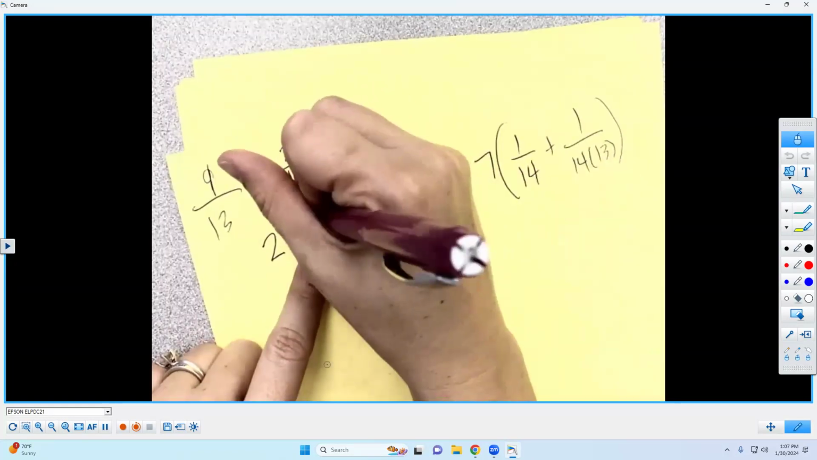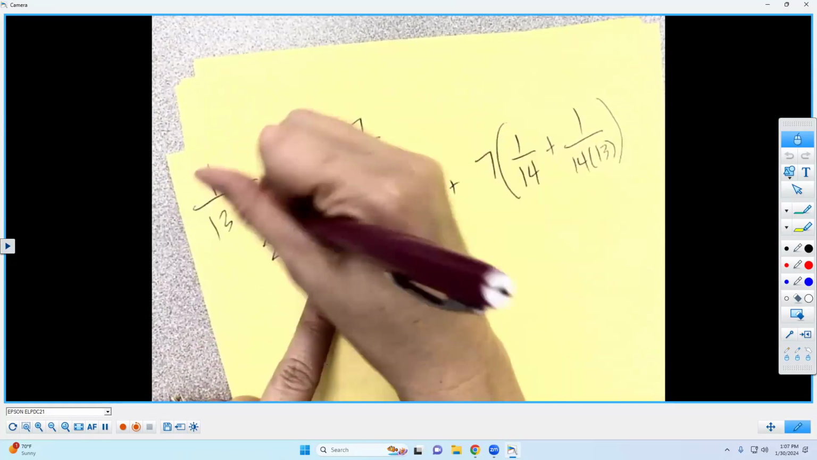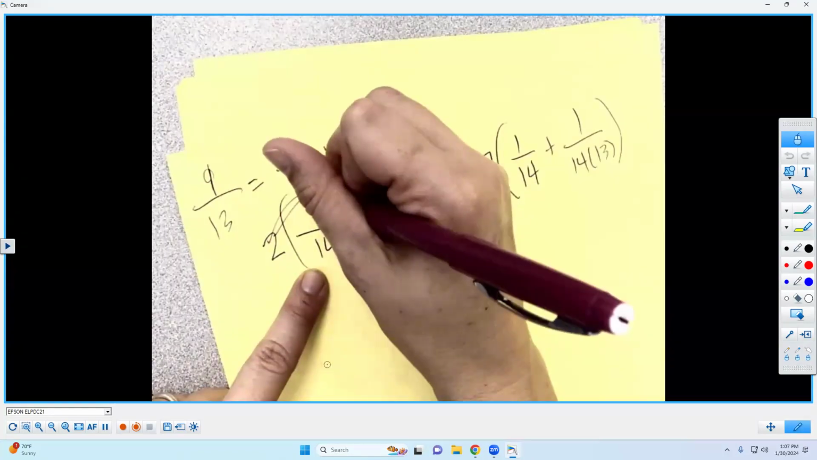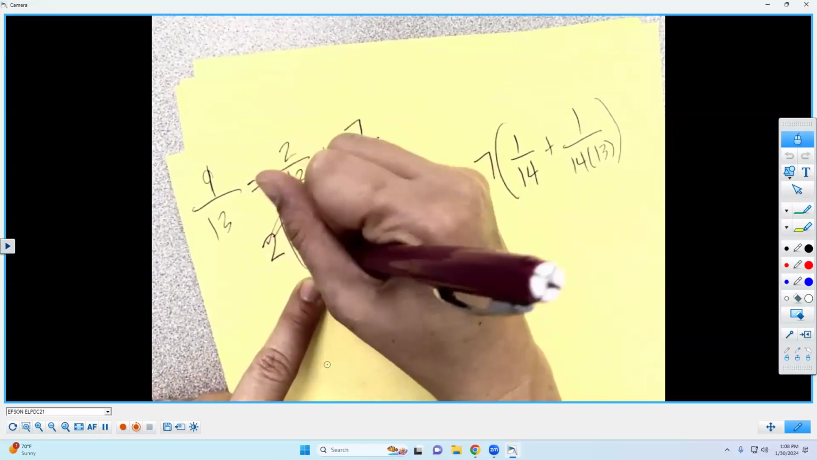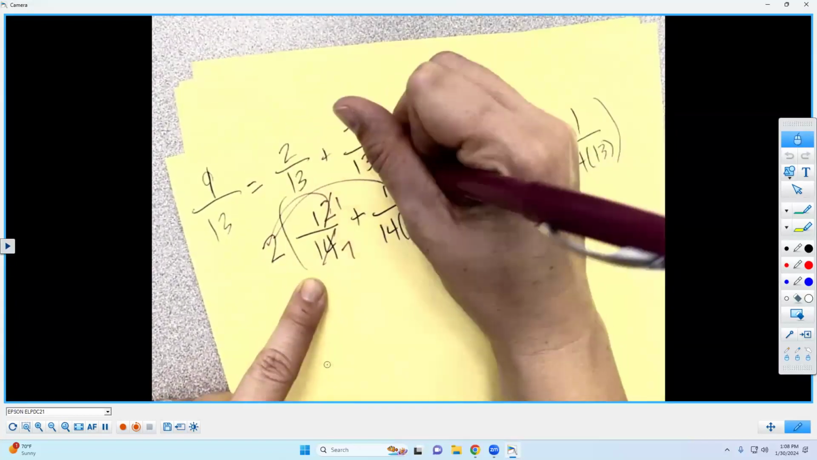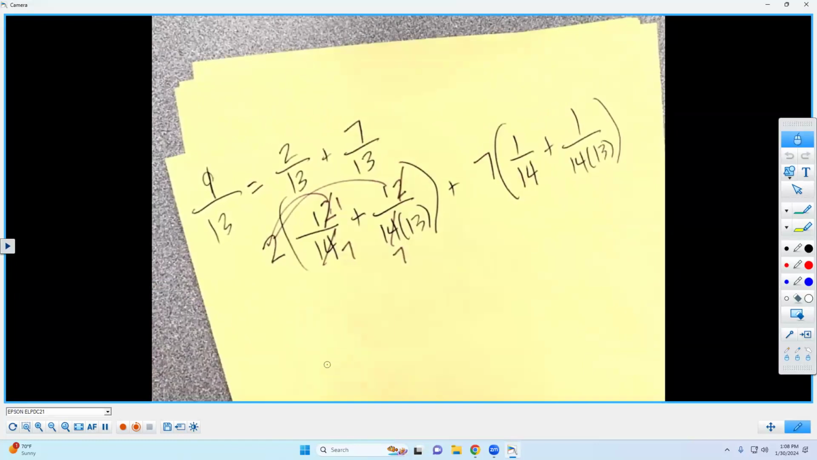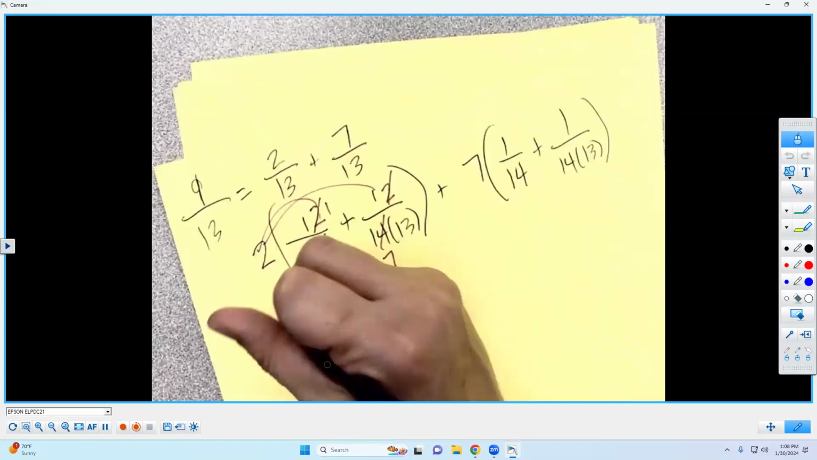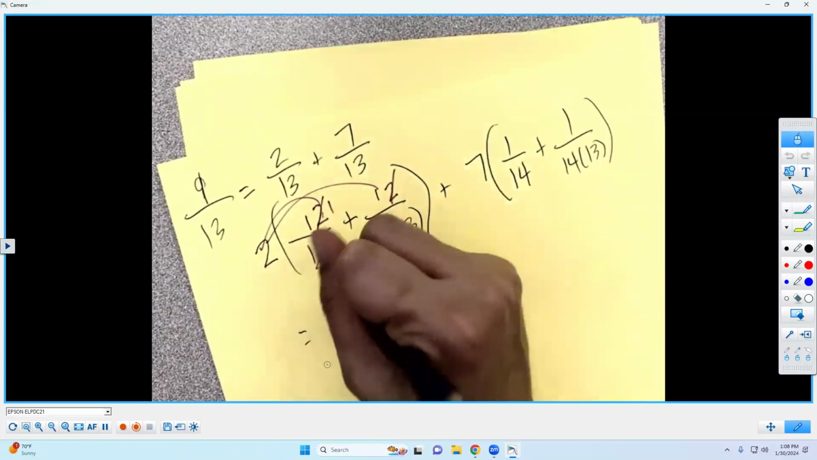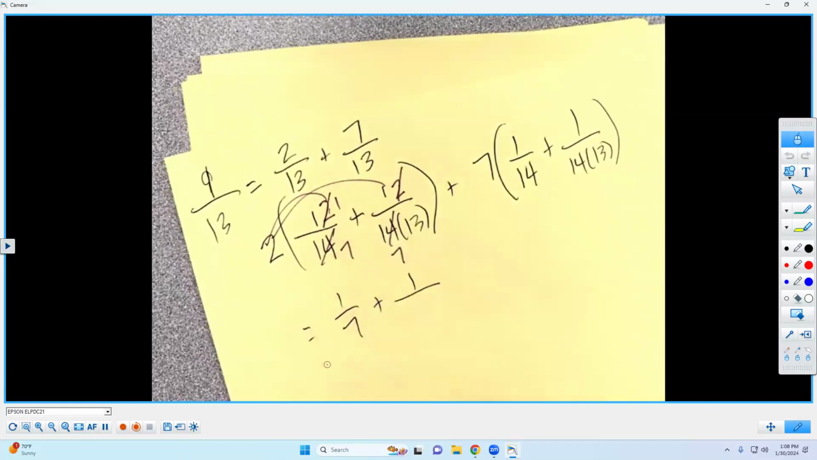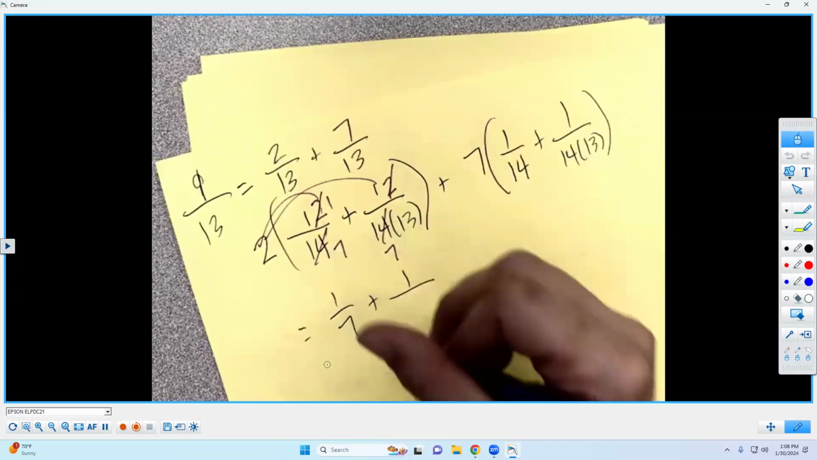So when I put the 2 up here, I'm distributing the 2 in. 2 and 14 reduce to 1 and 7. This 2 and 14 reduce to 1 and 7 also. So I still get 1/7 plus 1/7 times 13, which is 91.